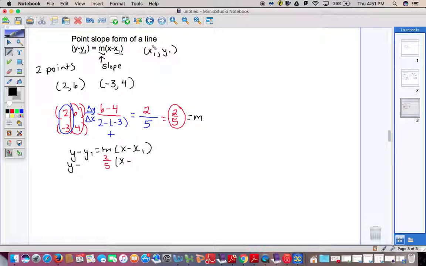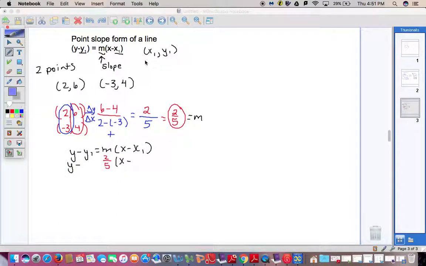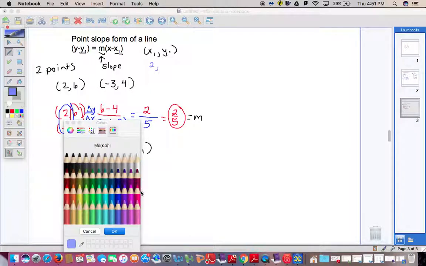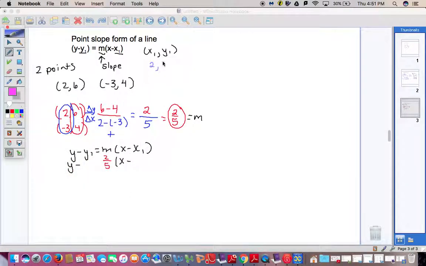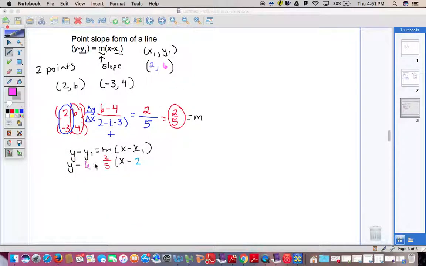Now, let's pick an ordered pair, and we're going to pick some colors to choose. I've already chosen, let's do a nice little purple. We're going to let our x1 be 2. And we're going to let our y1 be this fuchsia pink. So where I have my x1, I need to substitute a 2. And where I have my y1, I need to substitute that number 6.